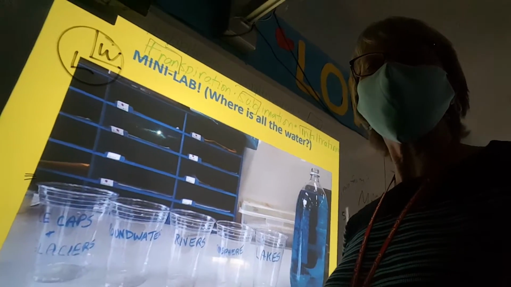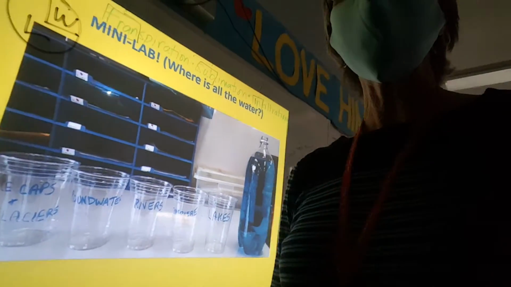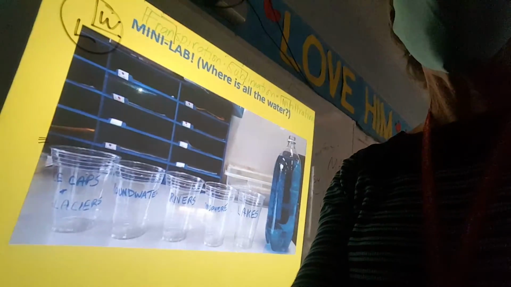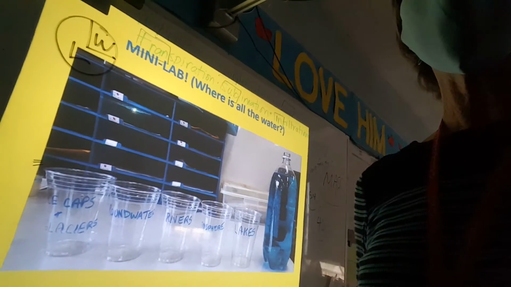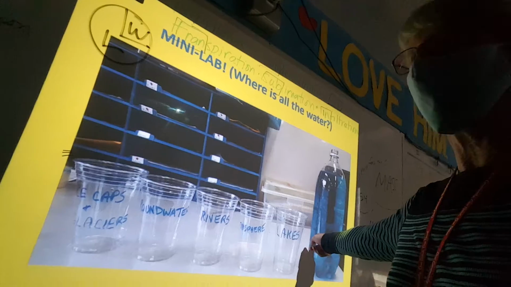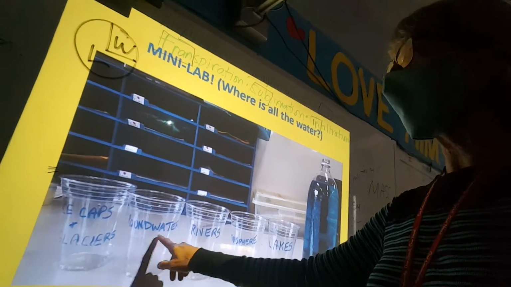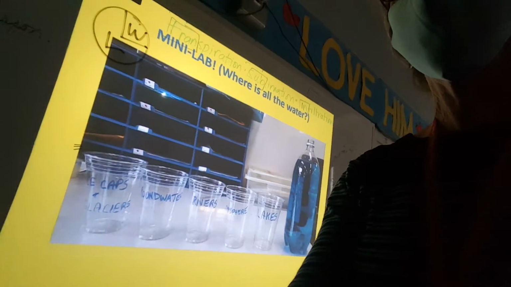They also have a container that says oceans on it. And when they start the experiment, I'll come around and show you a picture of what they're actually doing. So they have to divide all the water in the world, this bottle here, into lakes, atmosphere, rivers, groundwater, ice caps and glaciers, and oceans. Okay, they're going to start doing it now. So I'll show you the beginning of the lab.